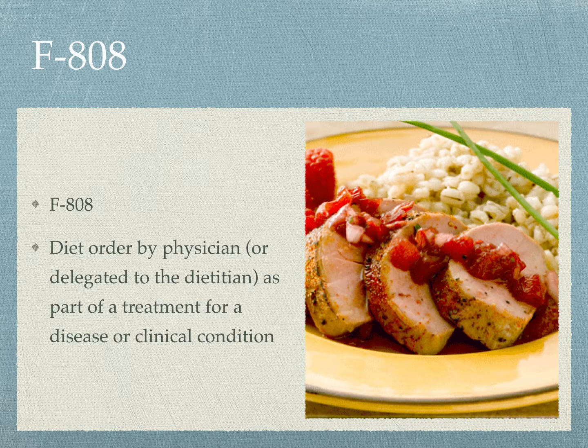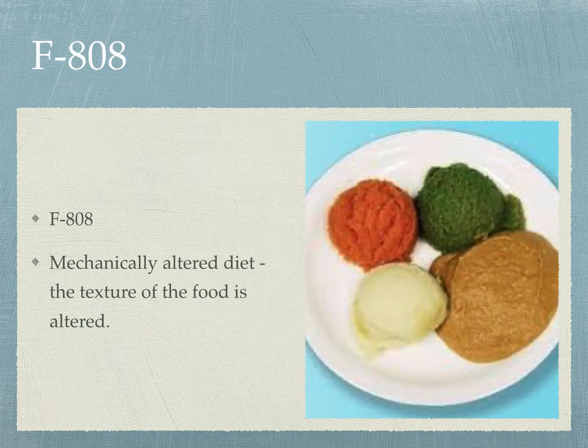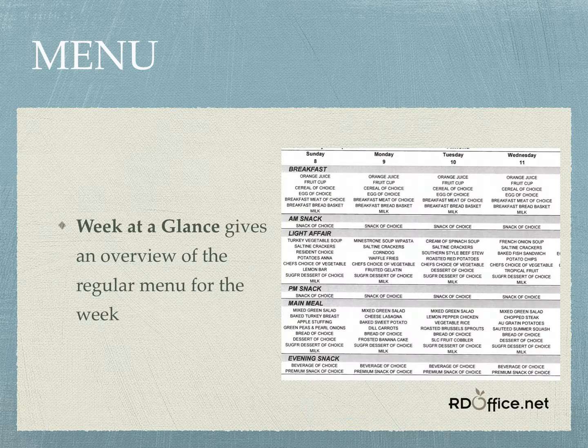F808 states diet ordered by physician or delegated to the dietitian as part of the treatment for a disease or clinical condition. That might include a no added salt diet, a low concentrated sweet diet, perhaps a low potassium diet for somebody on dialysis, or maybe a double protein diet for someone needing more protein and calories. F808 also includes mechanically altered diet. The texture of the food has been altered. This includes the puree diet and the mechanical soft diet.